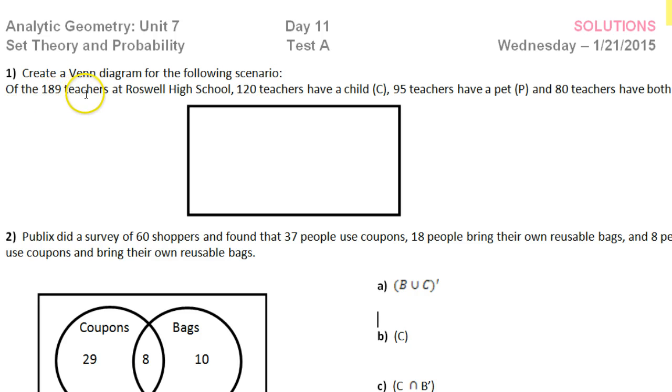Of the 189 teachers at Roswell High School, 110 teachers have a child. That'll be the C group. 95 teachers have a pet, and that'll be the P group. And 80 teachers have both. So we're supposed to make a Venn diagram for that.